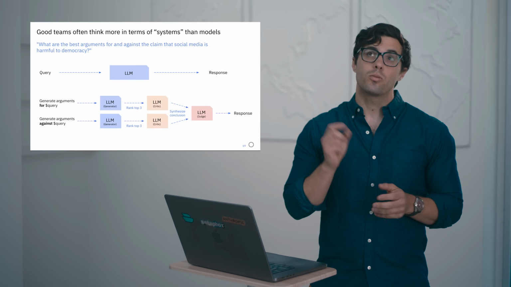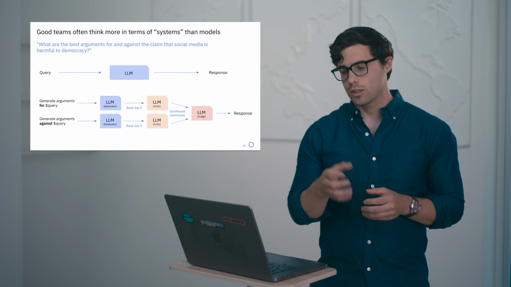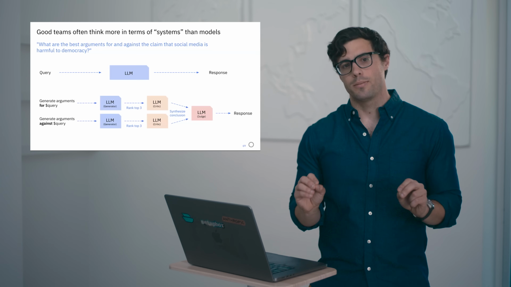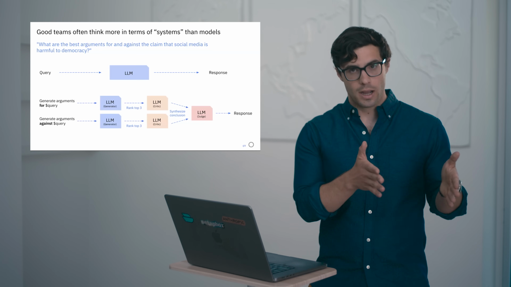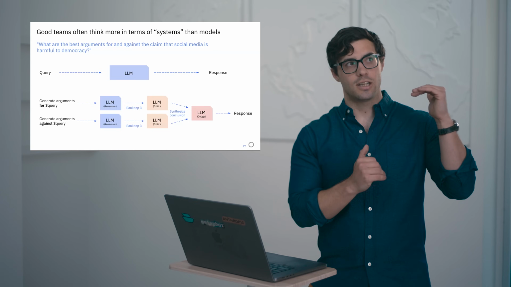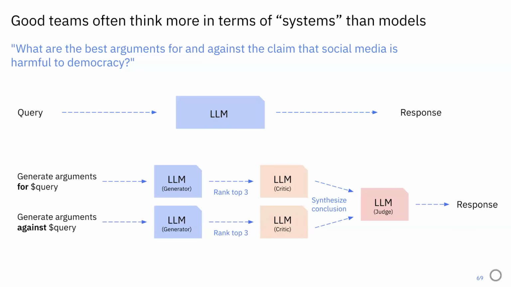But let's say you really wanted to optimize for this type of question. What you might do is break the problem down. Maybe I start by splitting this up: I want to generate arguments for the question, and I also want to generate arguments against it. Maybe I have two large language models that are prompted or fine-tuned specifically to be really creative and generate a lot of ideas, and so I get some top answers for and some top answers against.